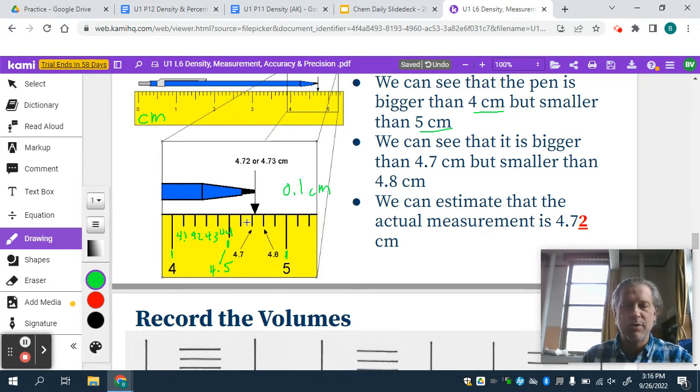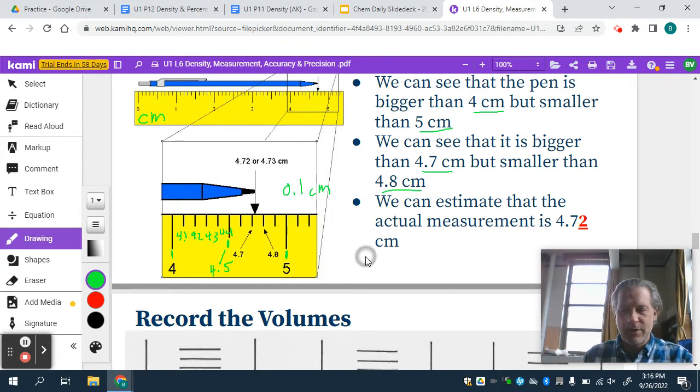At that point, I can zoom in and look at the tip of the pen, and I see that it is bigger than 4.7, but not as big as 4.8. So it's bigger than 4.7 but smaller than 4.8. So I know for sure that this particular pen is at least 4.7 centimeters. Now comes the estimation part. In this case, I'm going to estimate that it's somewhere between 0.7 and 0.8, and I'm going to say it's like 4.72.